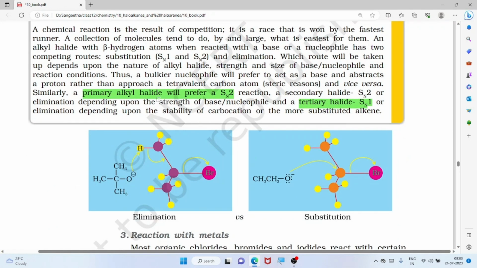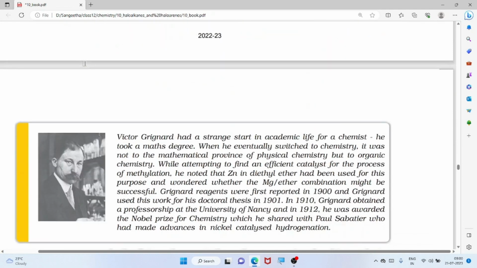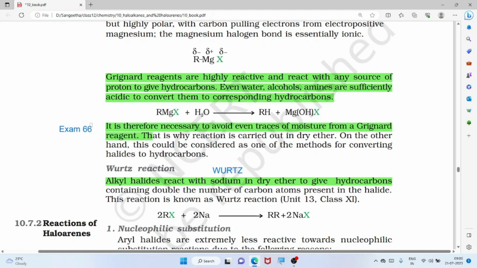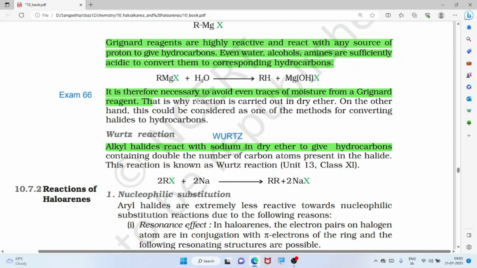Okay, primary alkyl halides undergo SN2 and tertiary undergo SN1. That we have already seen. Grignard reagents are highly reactive and react with any source of proton to give hydrocarbons. Even water, alcohols and amines are sufficiently acidic to convert them into the corresponding hydrocarbons. It is therefore necessary to avoid even traces of moisture from Grignard reagent.